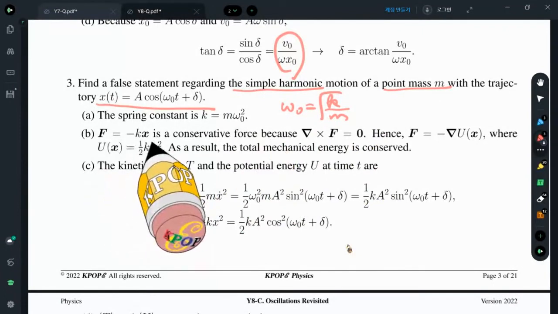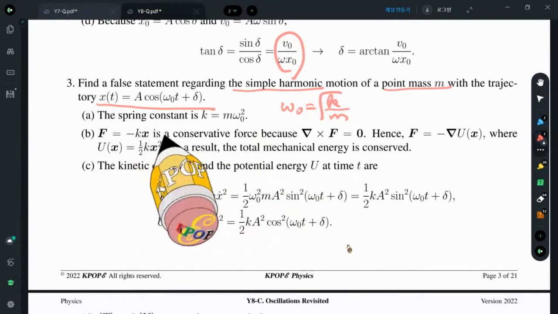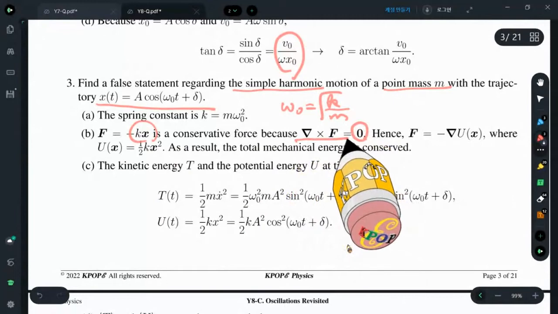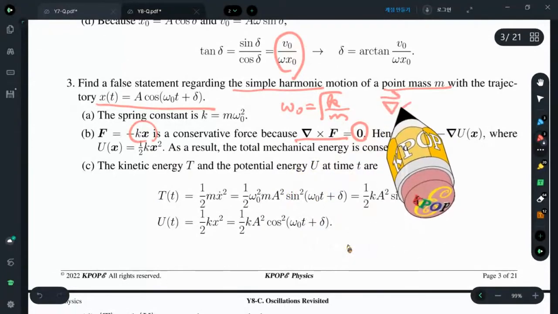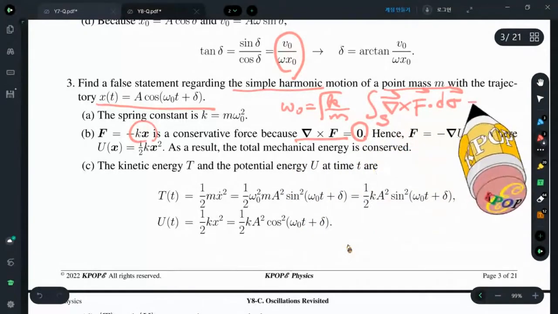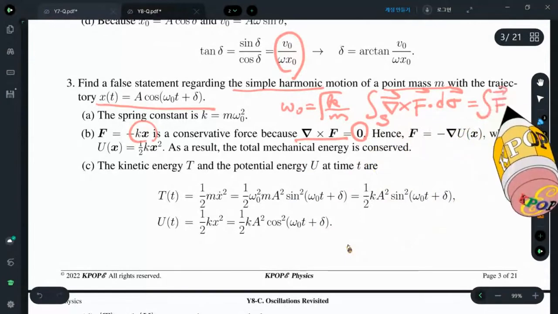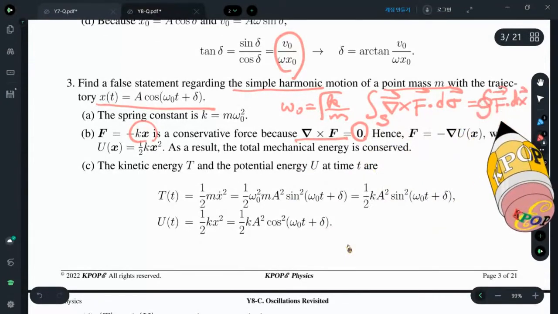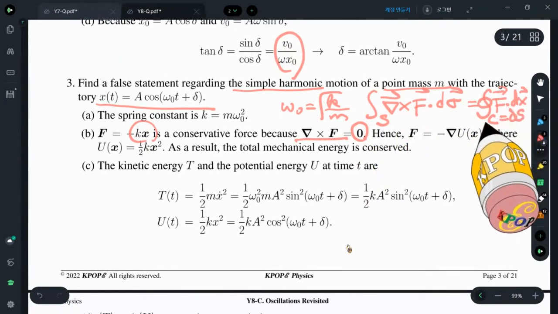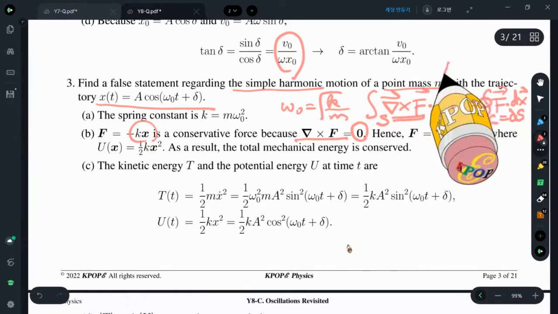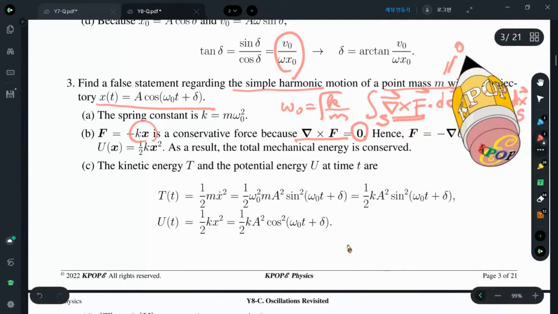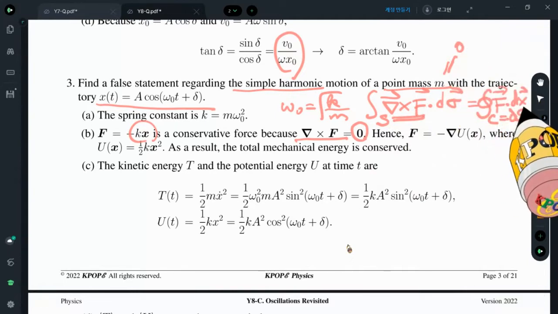Hooke's law, force equals minus kx, is a conservative force. If you compute the curl of this force, it is absolutely 0. When the curl is 0, applying Stokes' theorem, the curl of F over an open surface is expressed as a line integral over a closed path that is the boundary of this surface. And because the integrand is absolutely 0, this closed path integral is always 0. That is called a conservative force.